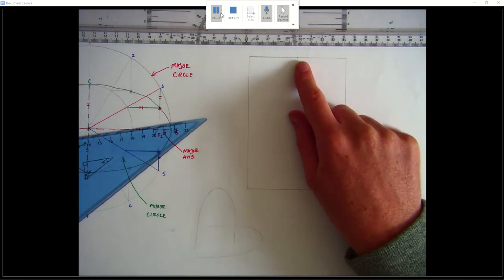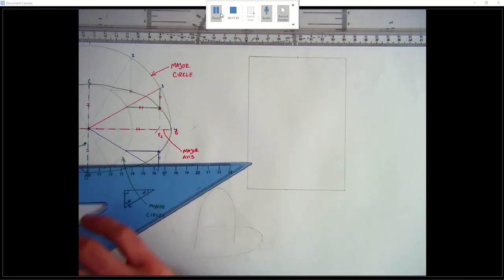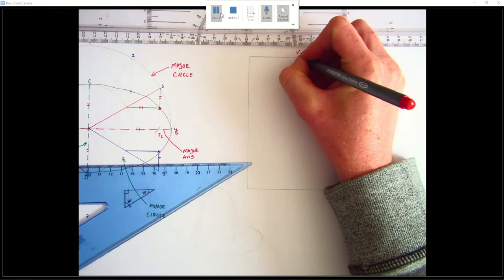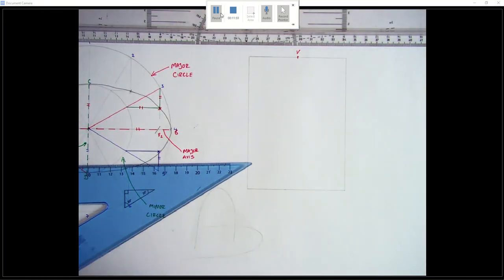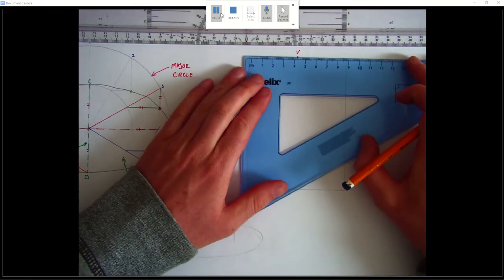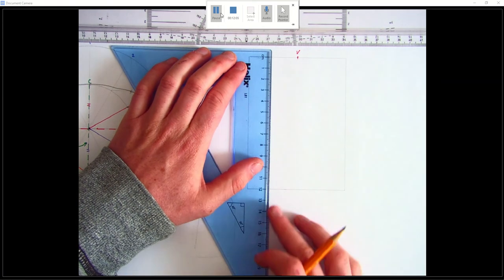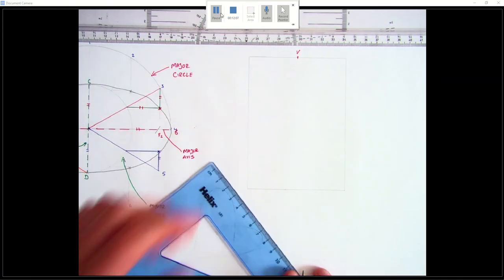It's basically halfway between the box like this, and you're generally told where the vertex is. Okay, so this is the vertex here. I'm going to call this point V. Now, this parabola we're constructing is going to be width 90 millimeters, and the height is going to be 120.